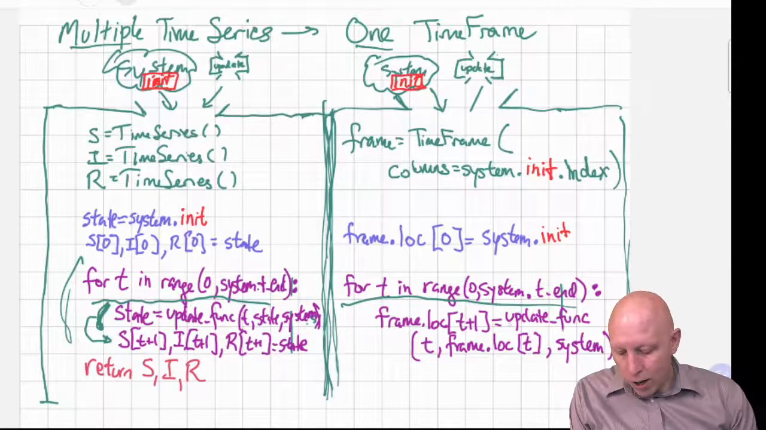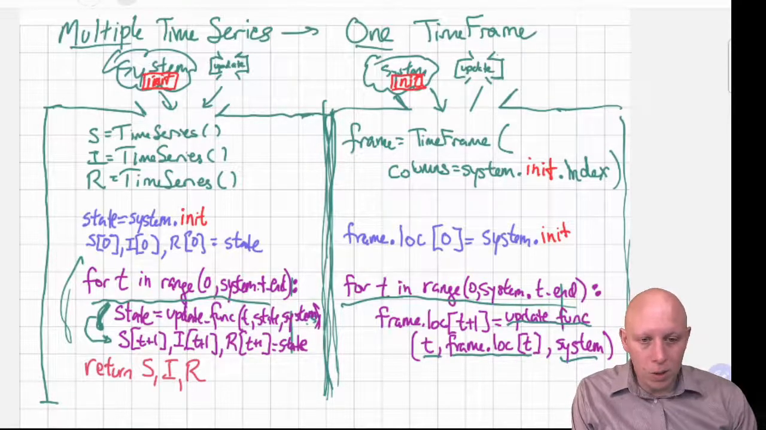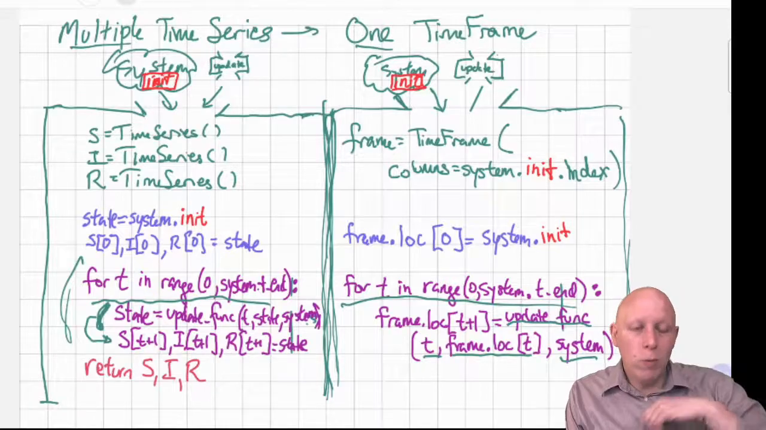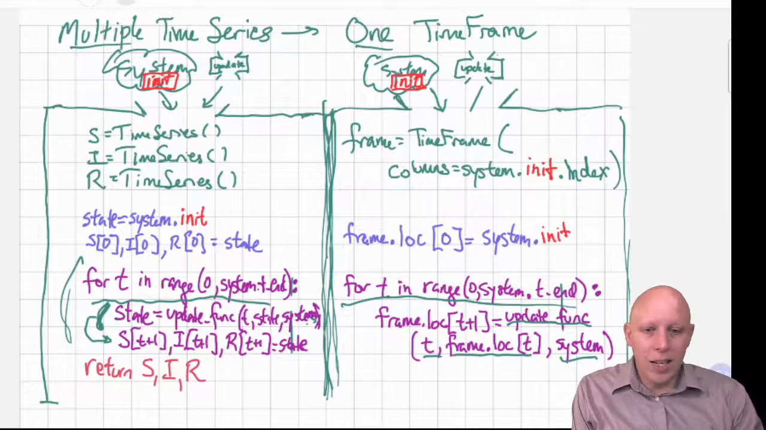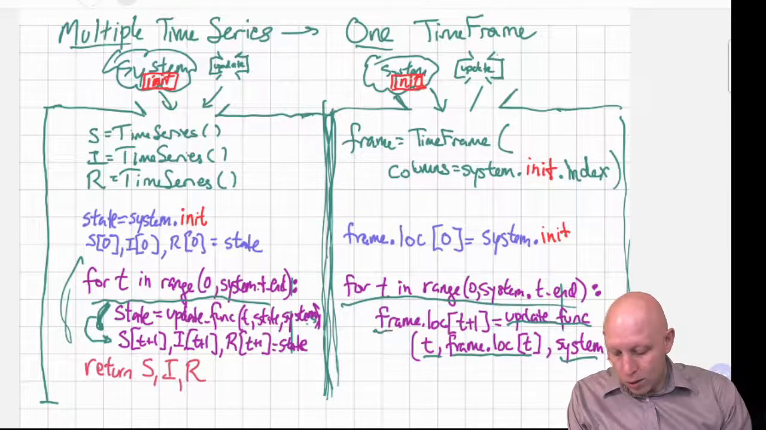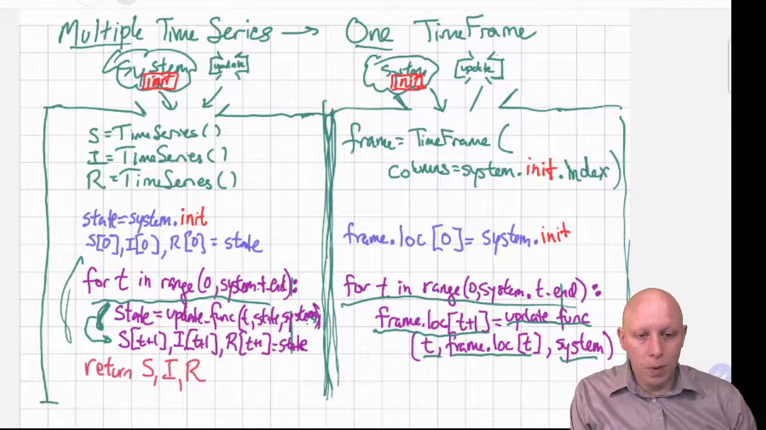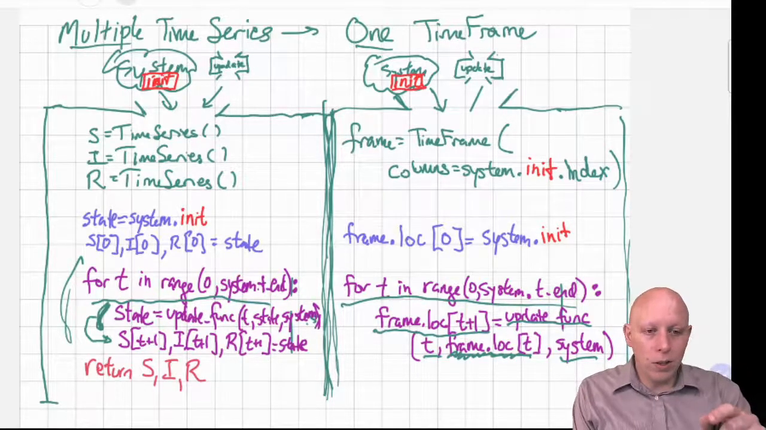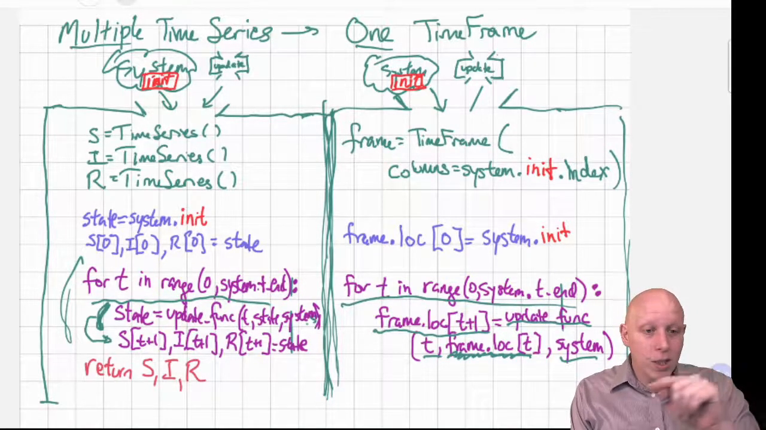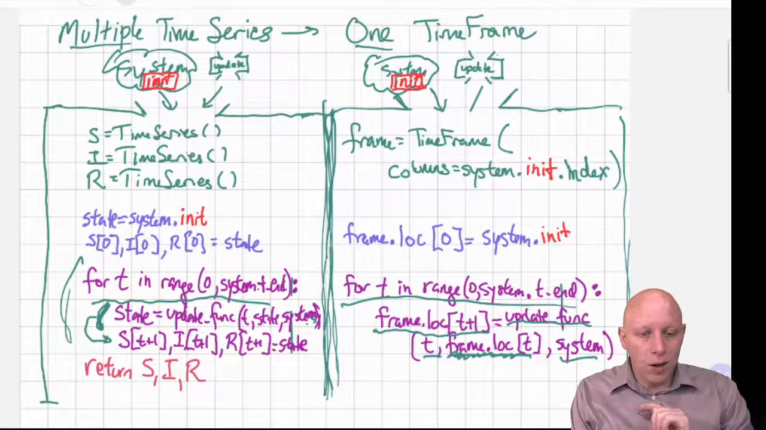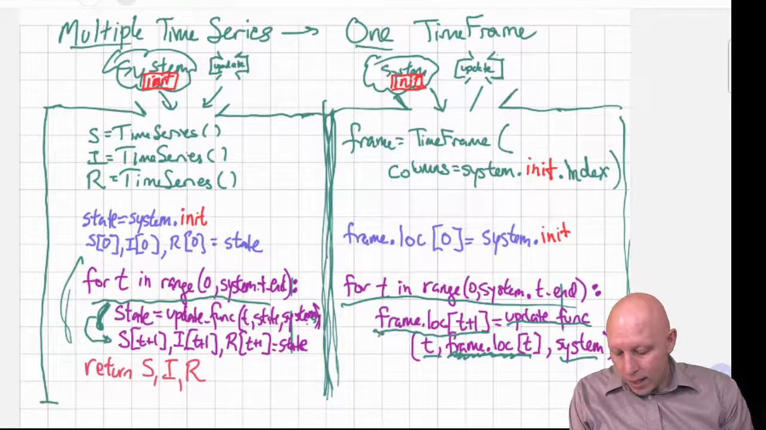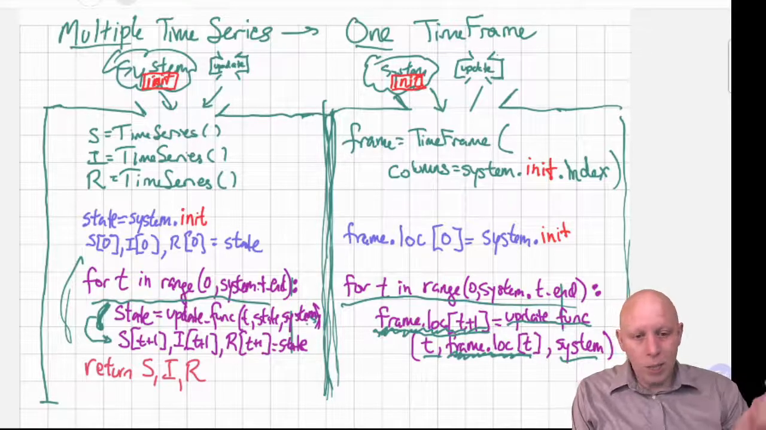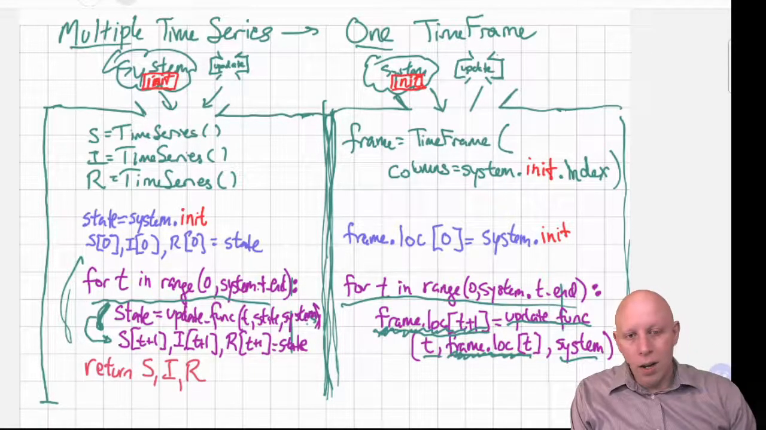We are running our update function on t, our current state, and our system object. And when we run that update function, we take that information and put it right back into the time frame. So the row t goes into the update function. The update function tells us what the values are for S, I, and R at time t plus 1. And then that comes back out and gets put into the next row of our time frame.